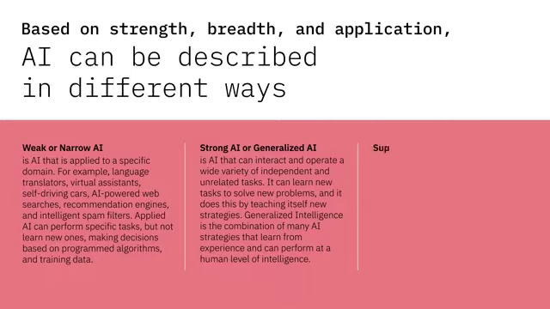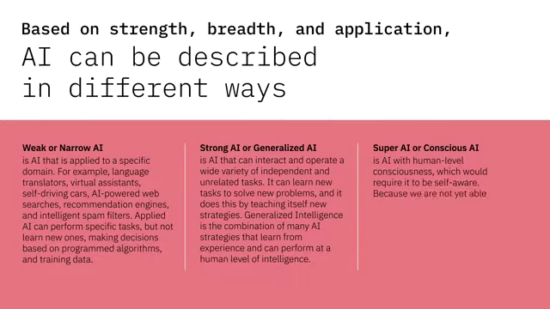Super AI, or conscious AI, is AI with human-level consciousness, which would require it to be self-aware. Because we are not yet able to adequately define what consciousness is, it's unlikely that we will be able to create a conscious AI in the near future.